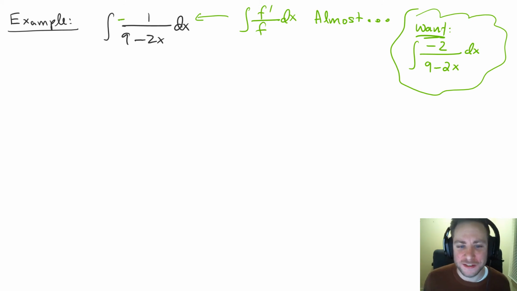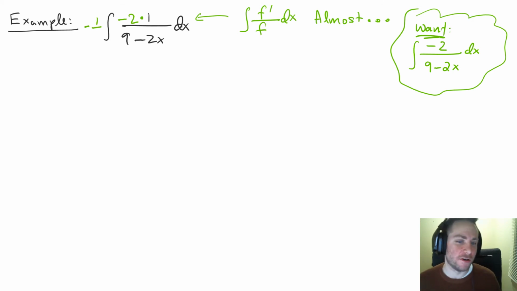On the other hand, if we want our numerator to be negative 2, we can make that happen if we multiply by negative 2. And that's valid as long as I also divide by negative 2, since that would cancel out the change that I just made to my function.